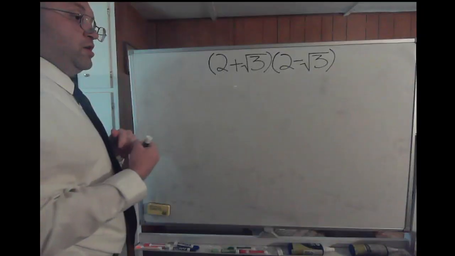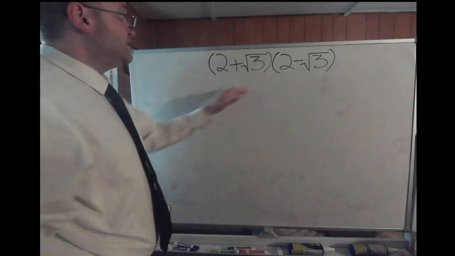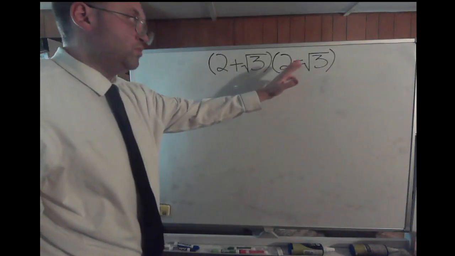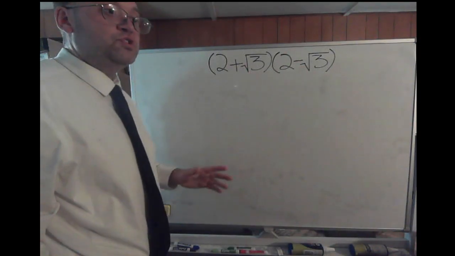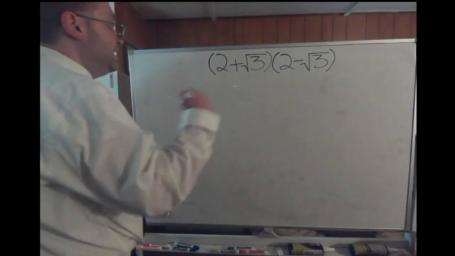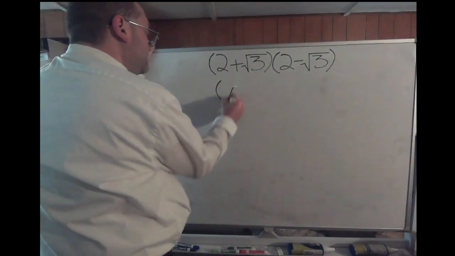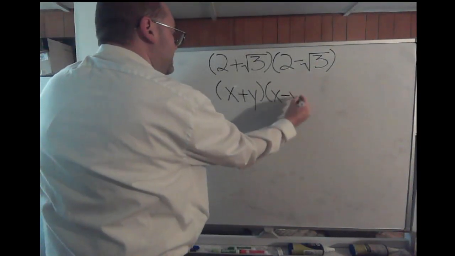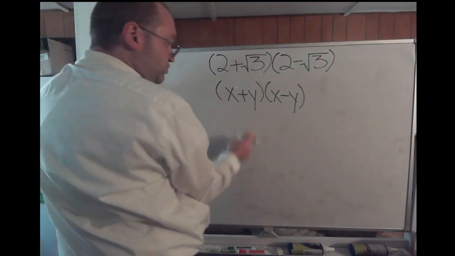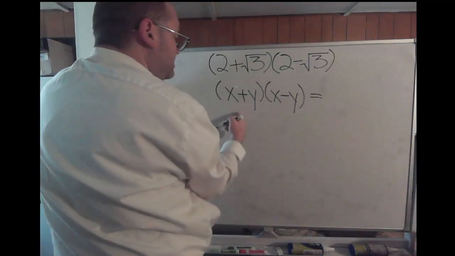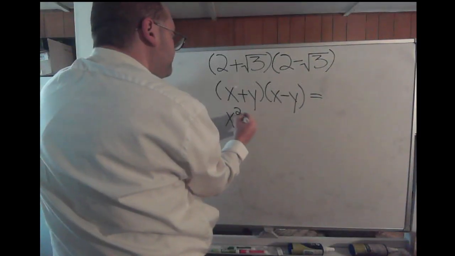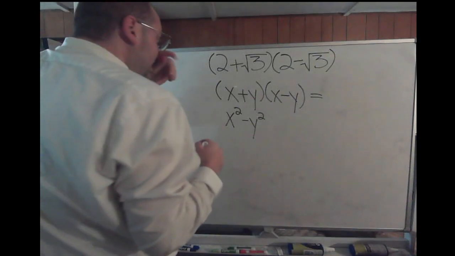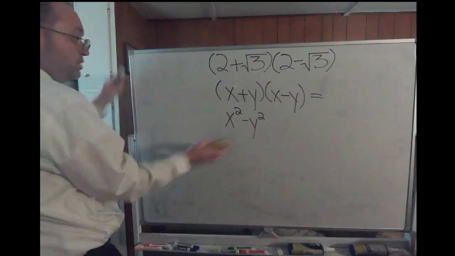Well, if we remember, when you have the same numbers, but one is plus the number and the other is minus the number, you get a difference of 2 squares. It would be no different than if we did x plus y times x minus y. You have the same variables, one's plus, one's minus. You would end up getting x squared minus y squared, and your middle xy terms would cancel out.